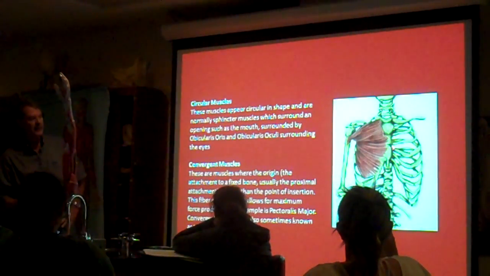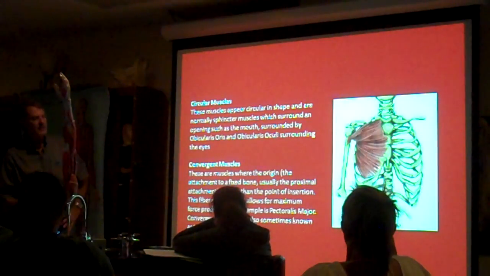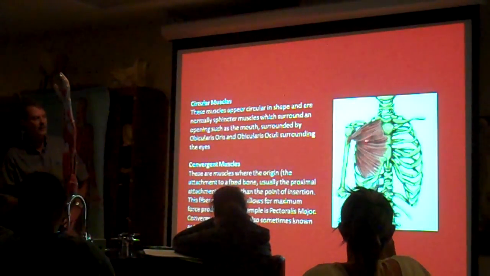muscles would be like the pectoralis major here. You can see how it starts, has a great big origin, and then it all converges on the insertion here. Okay, that's called a convergent muscle.